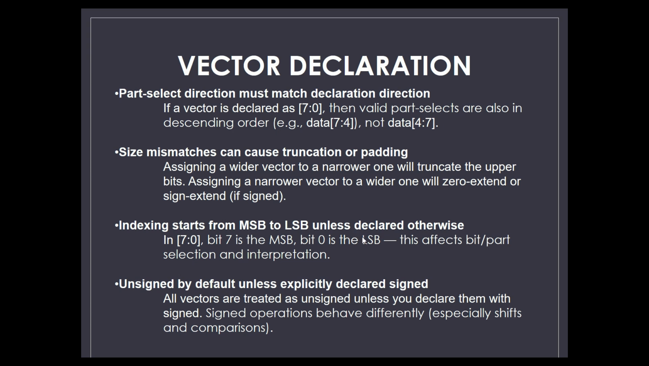Now, indexing starts from MSB to LSB unless declared otherwise. That is, bit 7 is the MSB and bit 0 is the LSB. Also, by default, all the vectors are unsigned. To declare them as signed, we need to explicitly declare them as signed variables. As we understood from the example, signed operations perform differently compared to unsigned, especially in the case of shift and comparison.